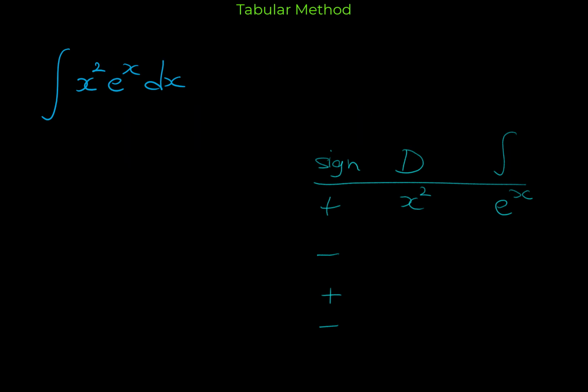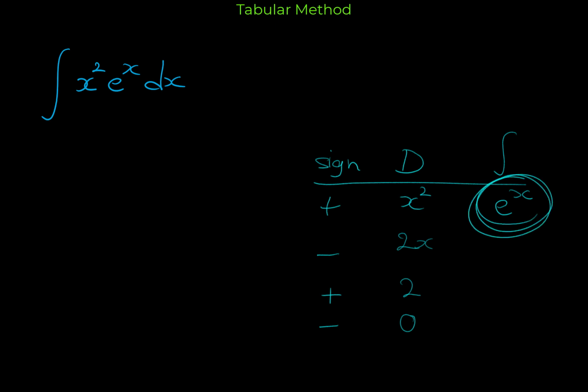Now you have to fill these rows. How can we find the next row and the next row and so on? You have to take the derivative of x to the 2, and then take the derivative of that, and continue till you get 0. Derivative of x to the 2 is 2x. Derivative of 2x is 2, and derivative of 2 is 0. Because in this column we always have a polynomial, by taking the derivative again and again, we finally get to 0.